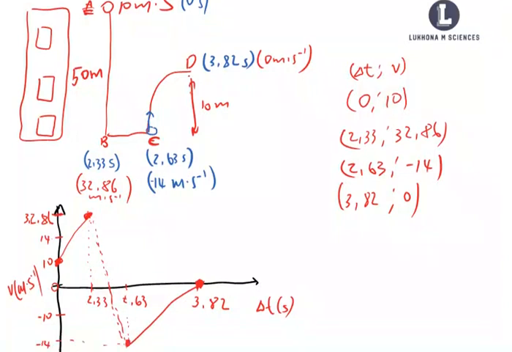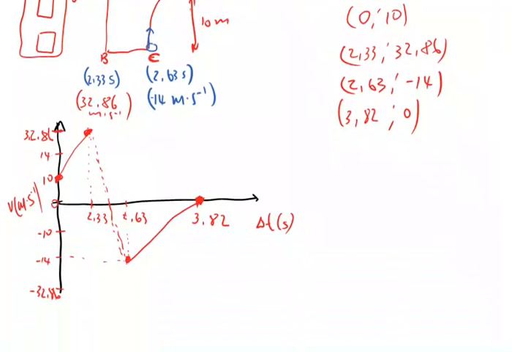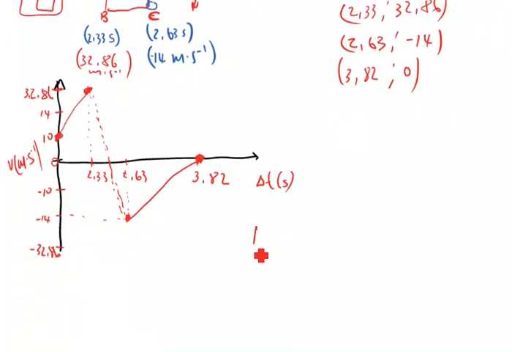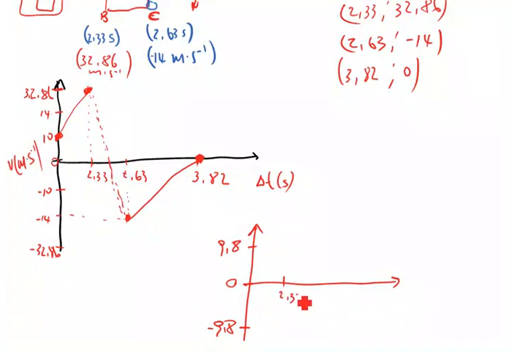Let's go to the acceleration time graph. The acceleration time graph is very easy because acceleration is constant. So we have 9.8 here, and we have minus 9.8. Then we have the times 2.33, 2.63, 3.82. This is the time in seconds. This is the acceleration in meters per second squared.